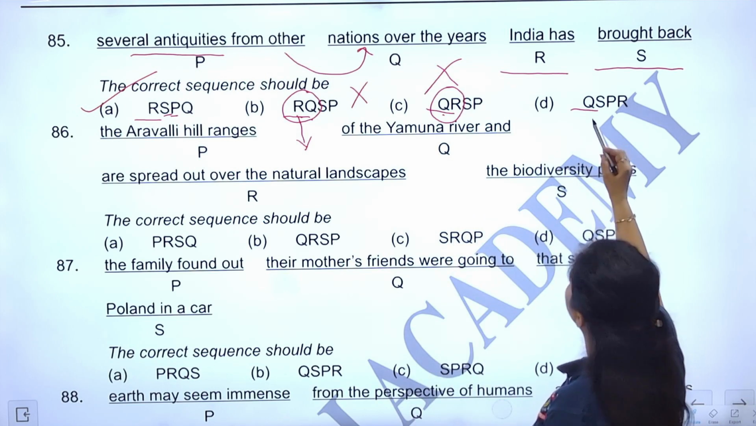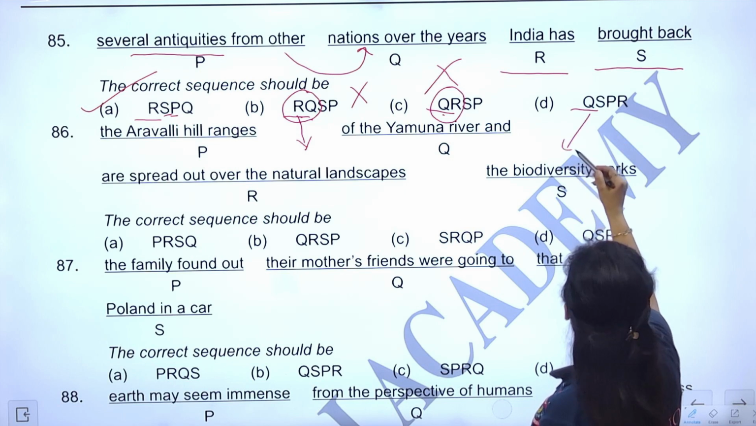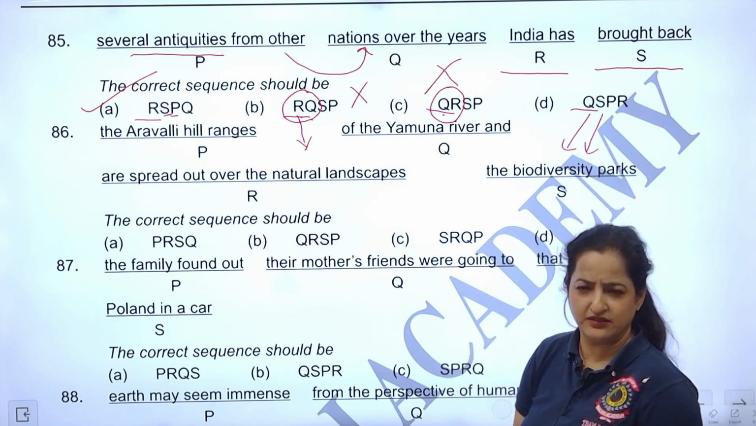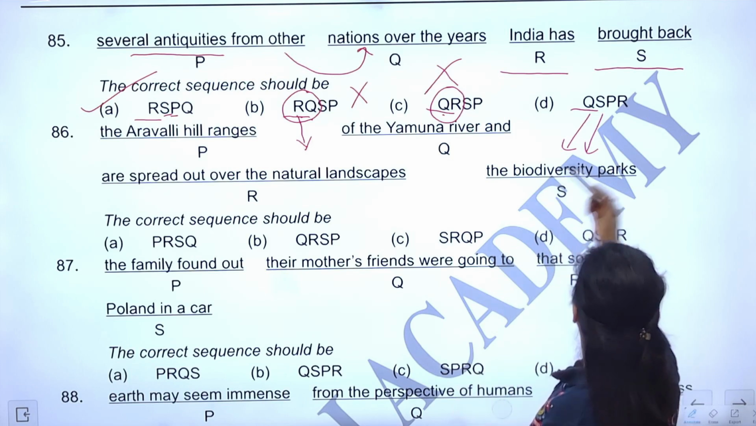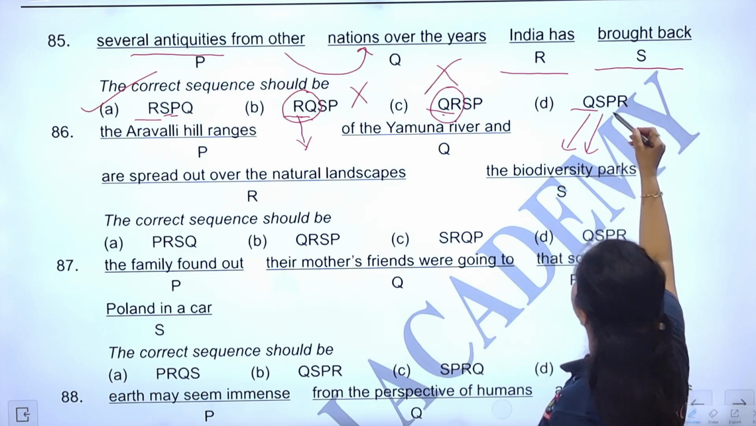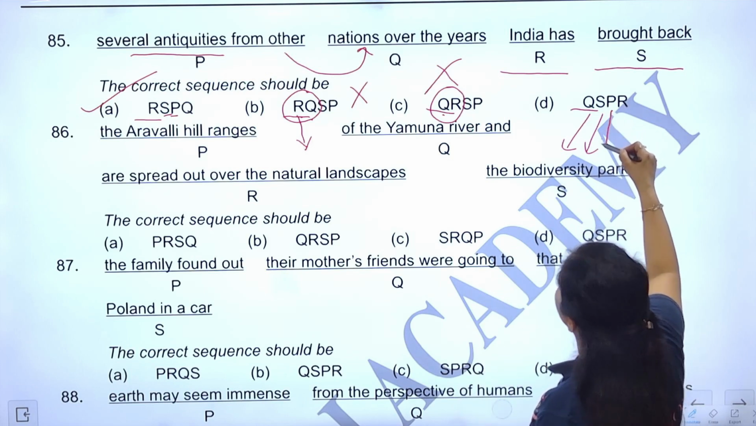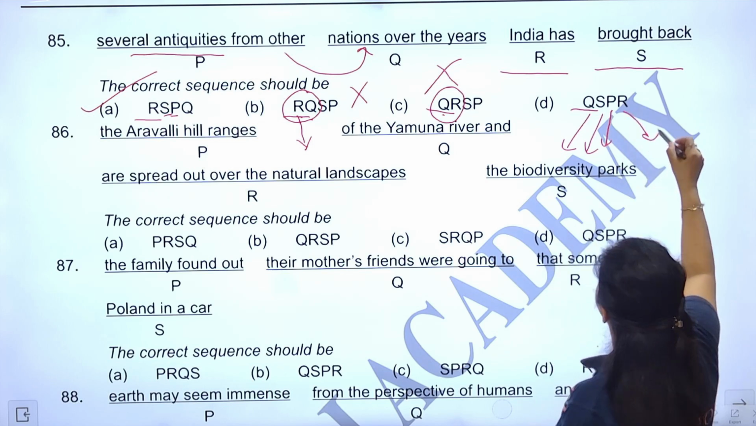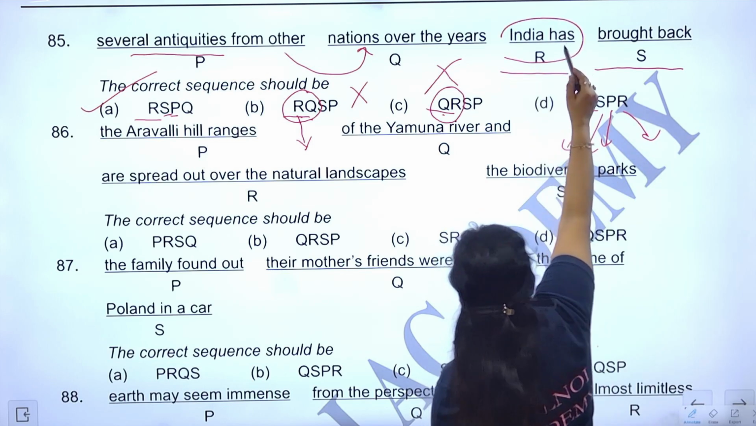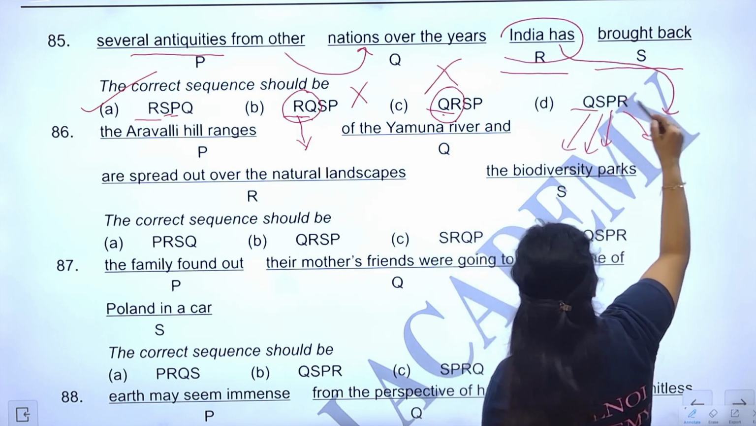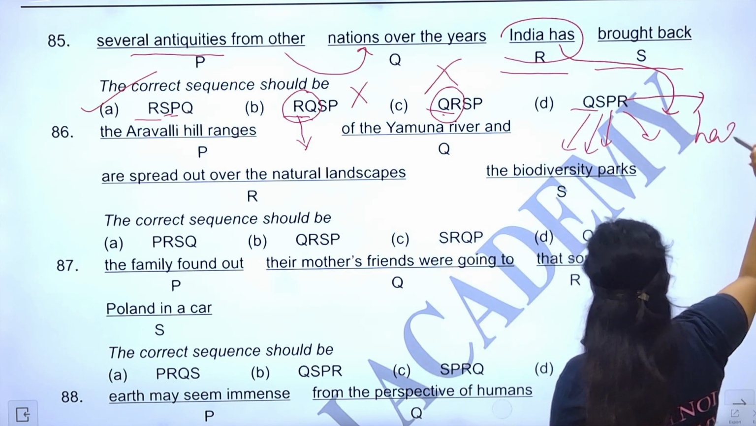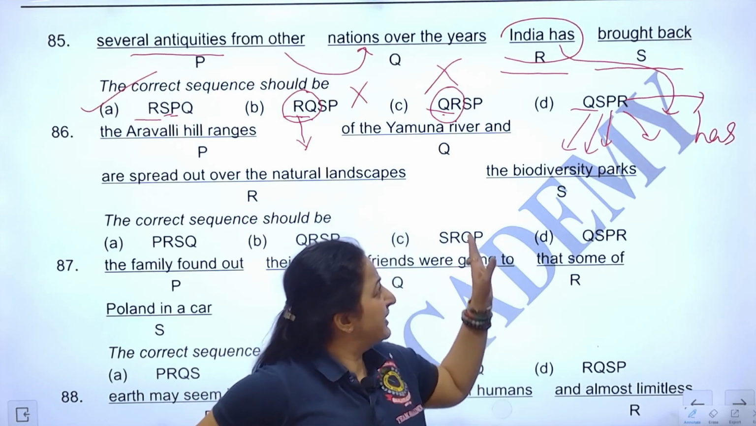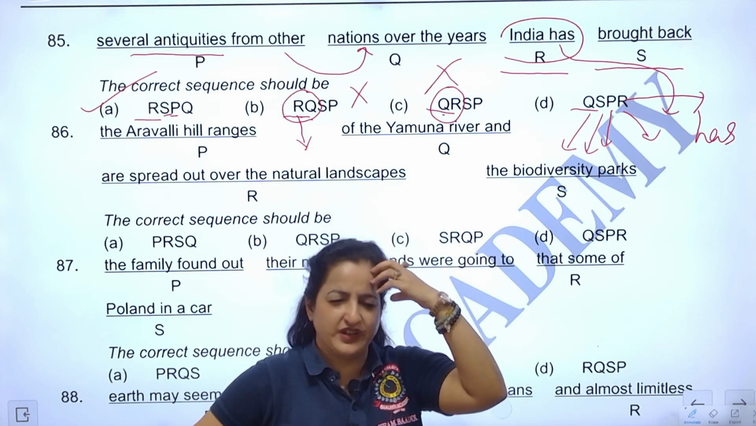Let's read Q and S. Nations over the years brought back, okay, not bad. Nations over the years brought back several antiquities from other, and then India has. Can you begin a sentence like this? Can you end a sentence like this? How is this ending, delta? It's ending with has. Did it make any sense? QSP was still okay. It was not that bad.